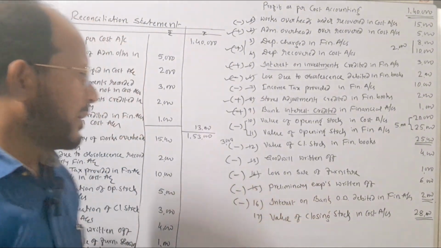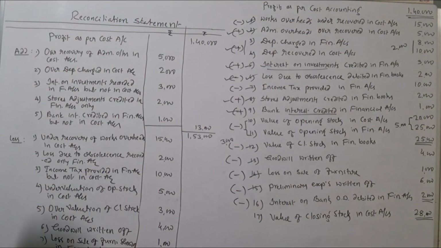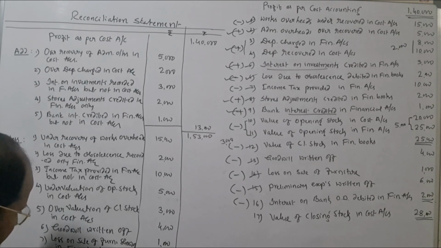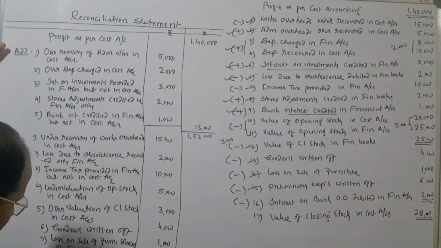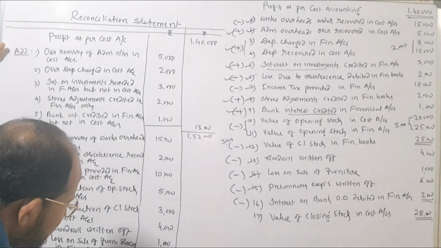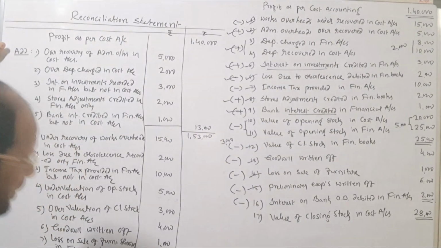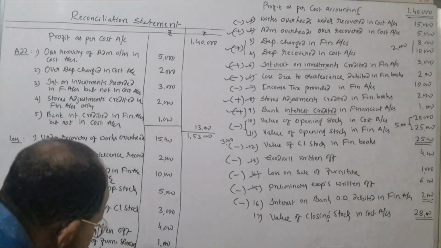Interest on bank OD. Number 9. Interest on bank overdraft, bank OD, debited in financial books. What is the amount here? Rupees 2,000. These are the items which are to be subtracted here.